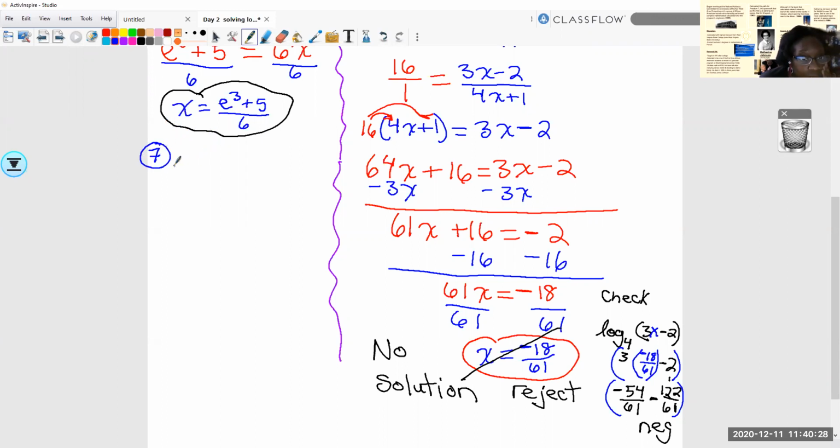And 7 is log base 3 of x squared minus 6x equals 3. Rewrite. How do you solve log equations? Rewrite in exponential form. You can already see it's quadratic. 3 cubed is 27. 3 to the first power is 3, 3 to the second power is 9, 3 to the third power is 27.